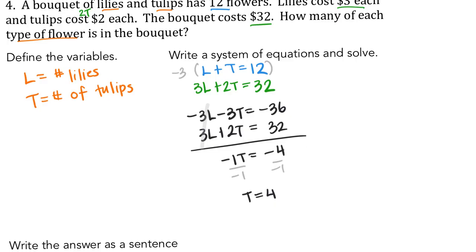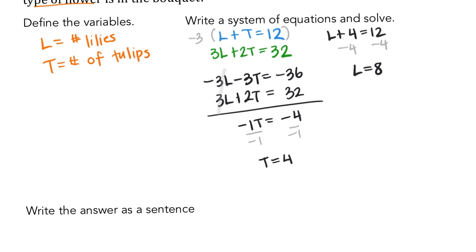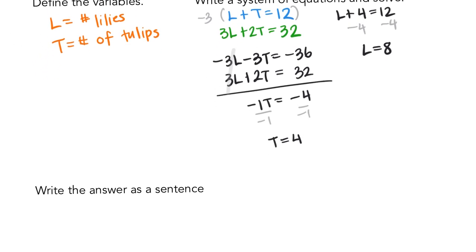I'm going to plug it in the first one. Lilies plus tulips equals 12. Okay, let me answer the question. How many of each type of flower are in the bouquet? Okay, what is T? T is tulips. There are 4 tulips. And L is lilies, 8 lilies.